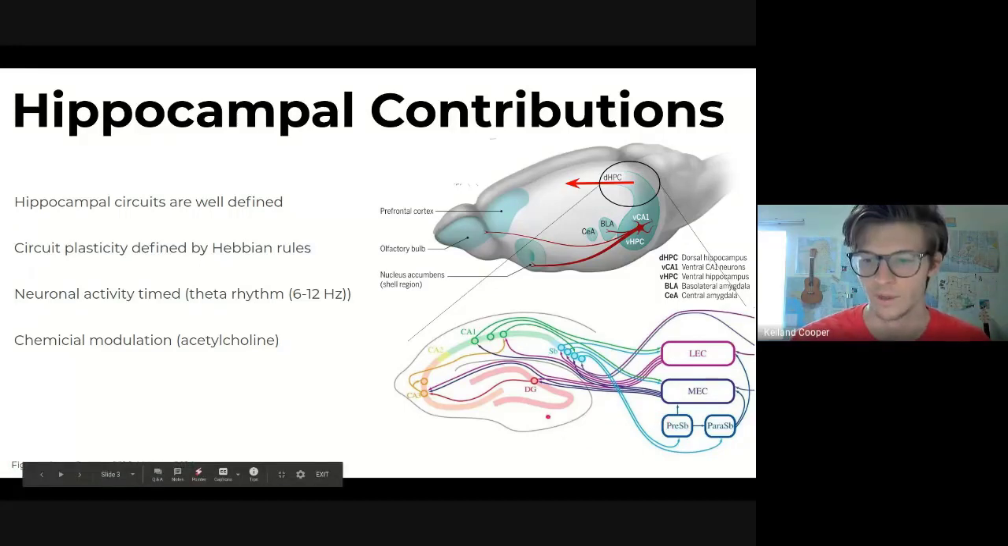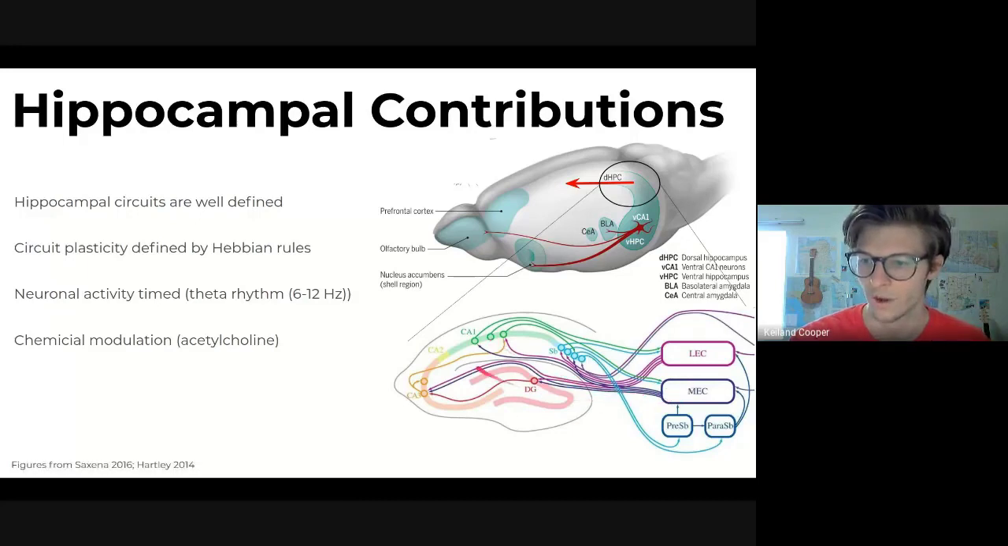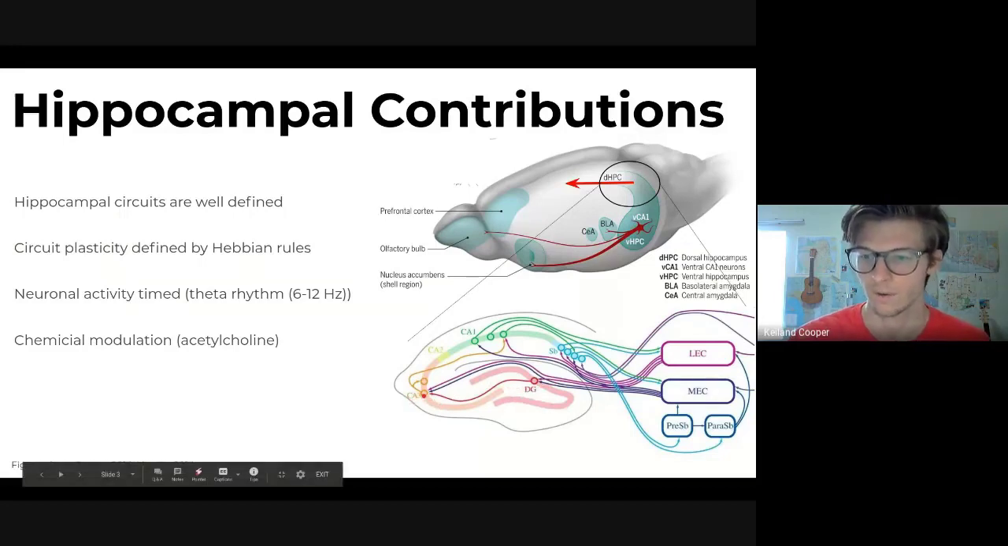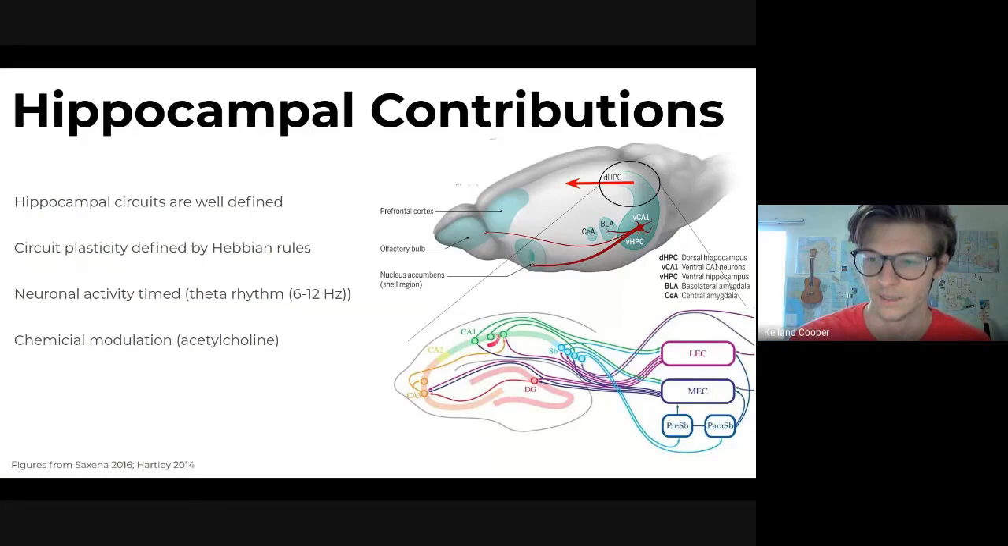And so at the end of the day, what you see is this dual projection from entorhinal cortex to dentate and CA3, and then from CA3 will project to CA1. So CA1 gets this dual input from the entorhinal cortex and CA3.